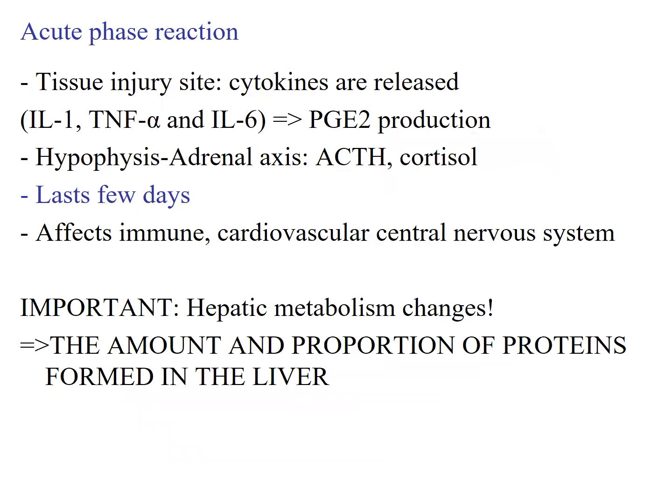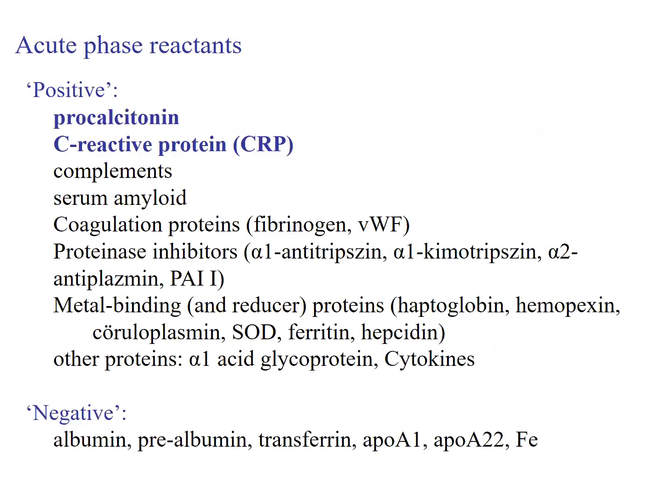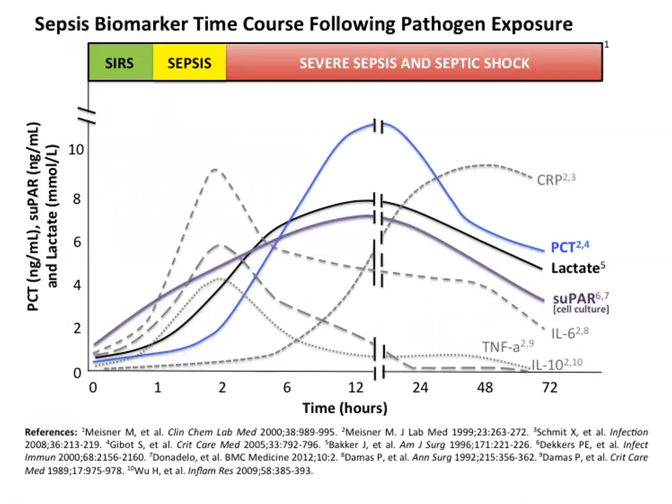And the next important question: can we check the acute phase reaction? And if we can, how can we check it? So what can we check? Among them, the most important are procalcitonin and C-reactive protein. And of course, here in this slide, you can see many other components which also belong to the positive or negative acute phase reactants.